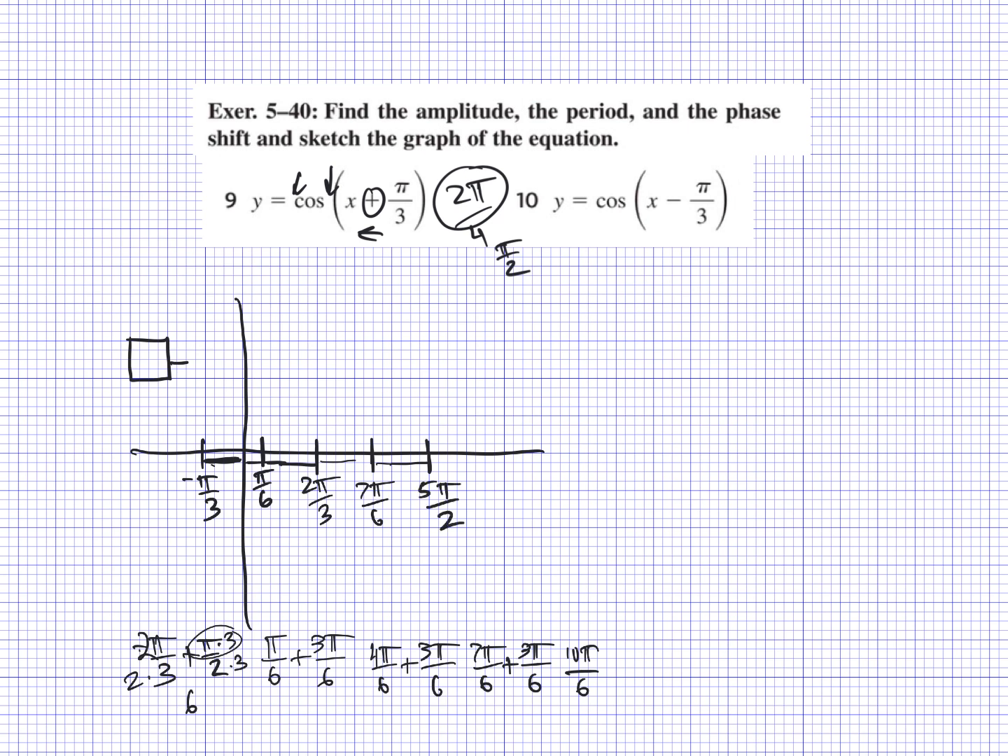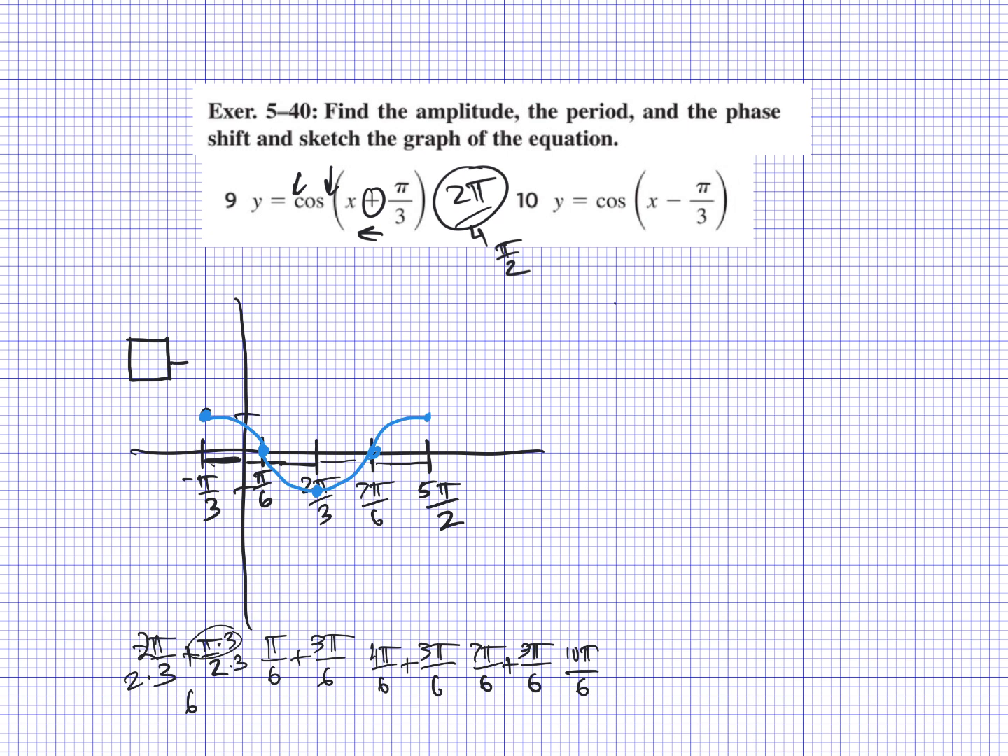So this is cosine. We start at 1. Our amplitude is 1 and negative 1. So we're starting here. At pi over 6, we're at negative 1. At 2 pi over 3, we're back at, I'm sorry, that was all backwards. At pi over 6, we're at the x-axis. At 2 pi over 3, we're at the bottom. At 7 pi over 6, we're back to the x-axis. And 5 pi over 2, we're at the top again. So it looks like this. There's your cosine function shifted to the left by pi over 3.